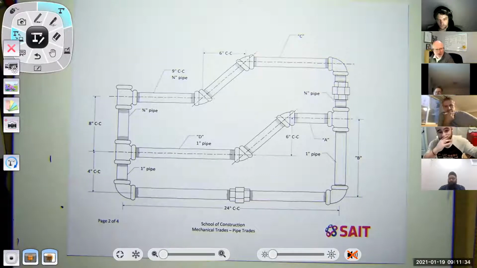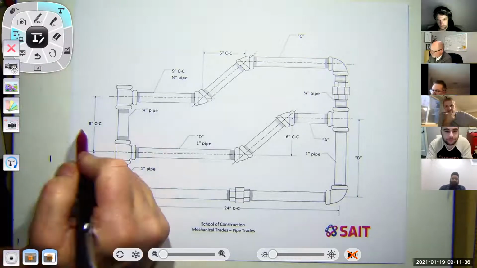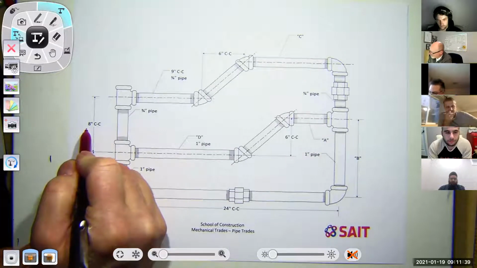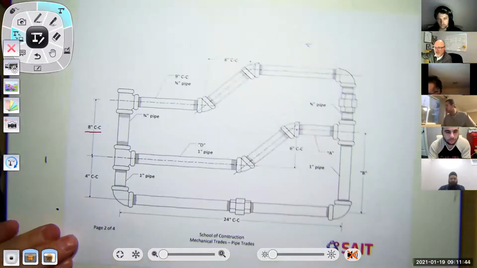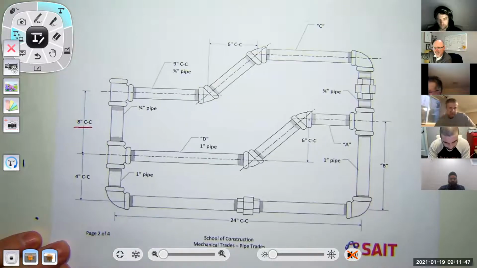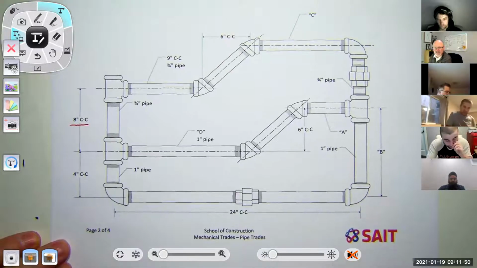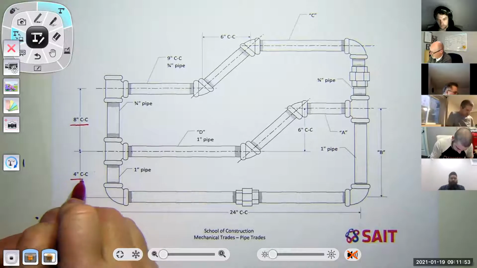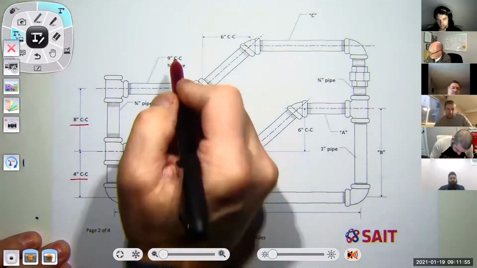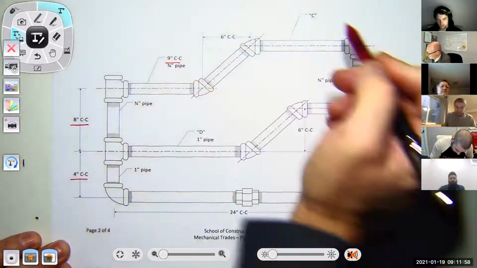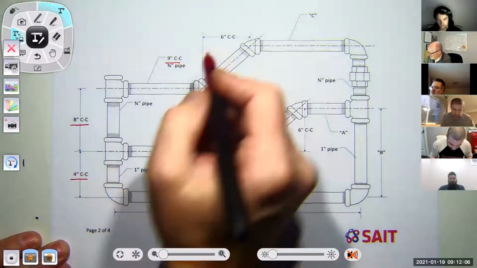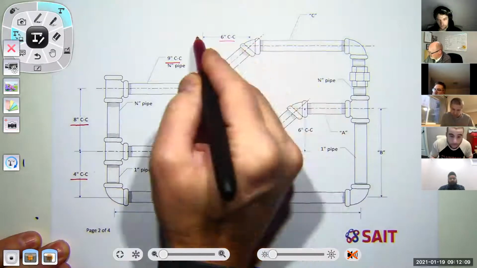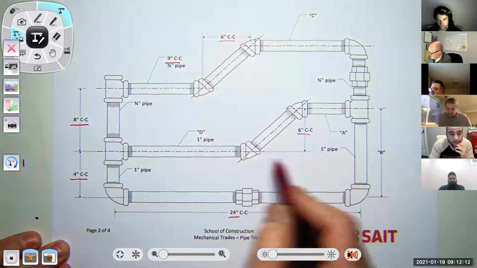So in this lovely picture, we want to just highlight some of the measurements we are given. There's an 8-inch center to center. Now, every measurement on here is center to center. Yes? So this is 4 inches. 9 there. 24 here. And that's pipe measurements here. We have a 6-inch center to center across there, and a 6-inch center to center across there.